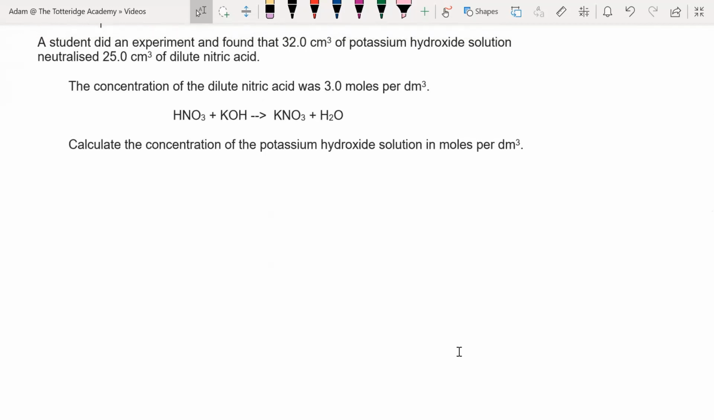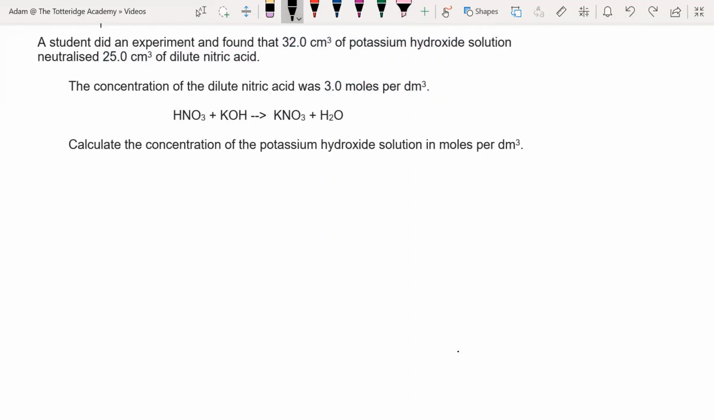Okay, so we've got a student doing an experiment finding that 32 cm³ potassium hydroxide solution neutralized 25 cm³ nitric acid. Wait, what a lot of information. The concentration of dilute nitric acid was given, and now I need to calculate the concentration of potassium hydroxide. The reason students find these difficult is they struggle to extract all of the information, because there is just too much to take in at once, which is why the creepy violent monster method is so good.